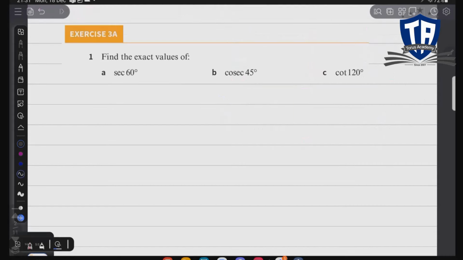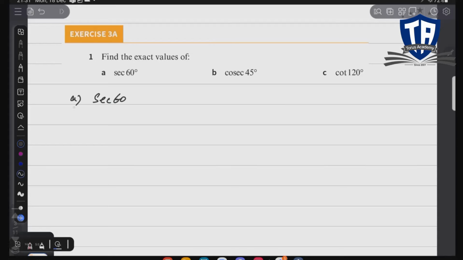All right. If we consider questions from exercise 3A, this is question number 1, and I've considered 3 examples from question number 1. Like part A, if we are looking for the value of an angle with the reciprocal trigonometrical ratios, let's see how you find the answer of secant of 60.